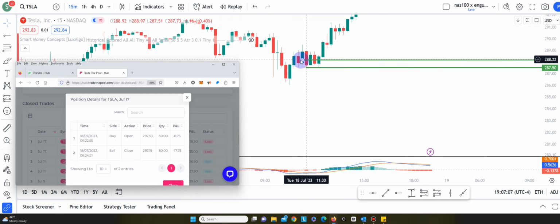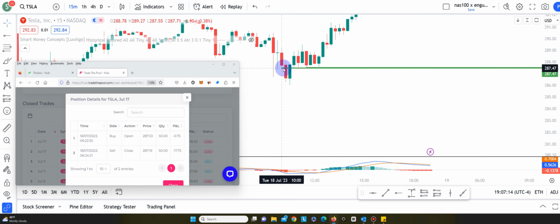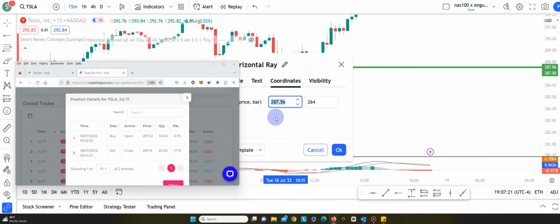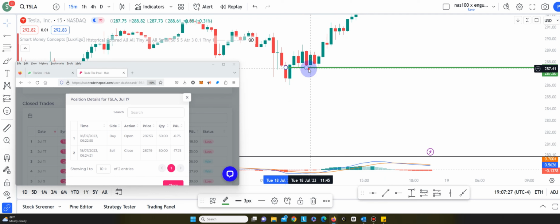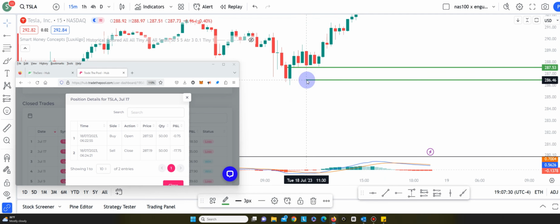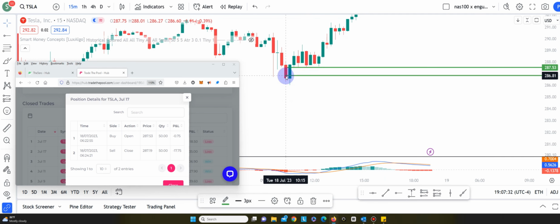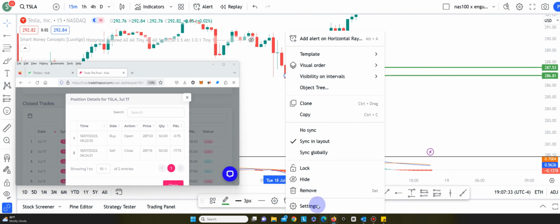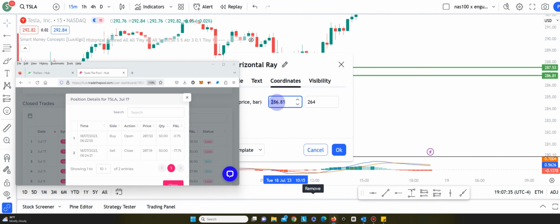This one I'm thinking since 7 was 11, let's assume that 6 is 10. So let's go to the 6:15 now. So on the 10:15, I should have entered this one at 287.53. And then I got stopped out on the same candle, from what I'm seeing, at 287.19.